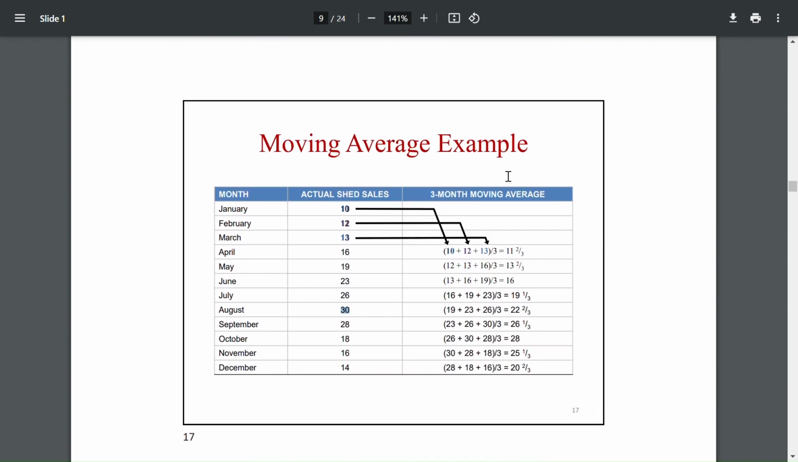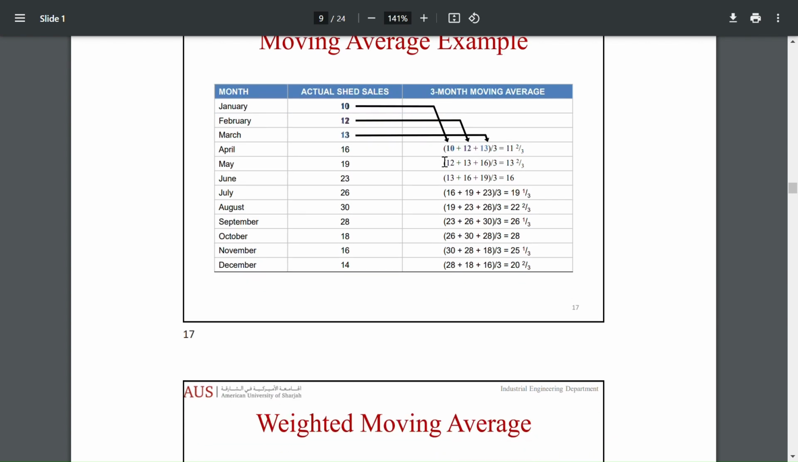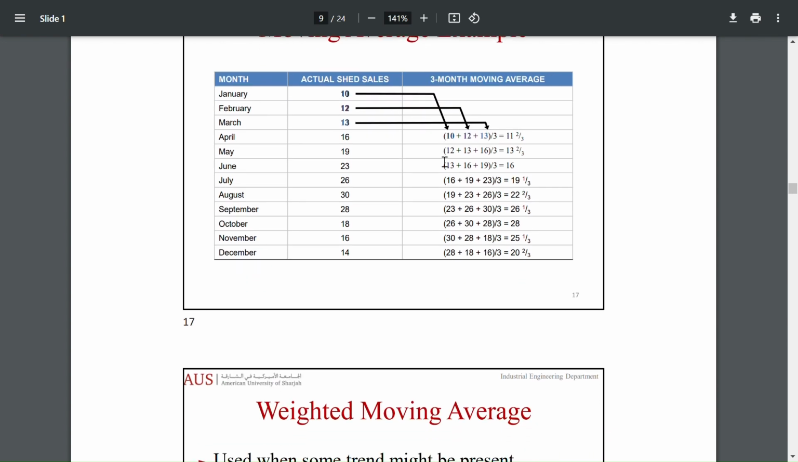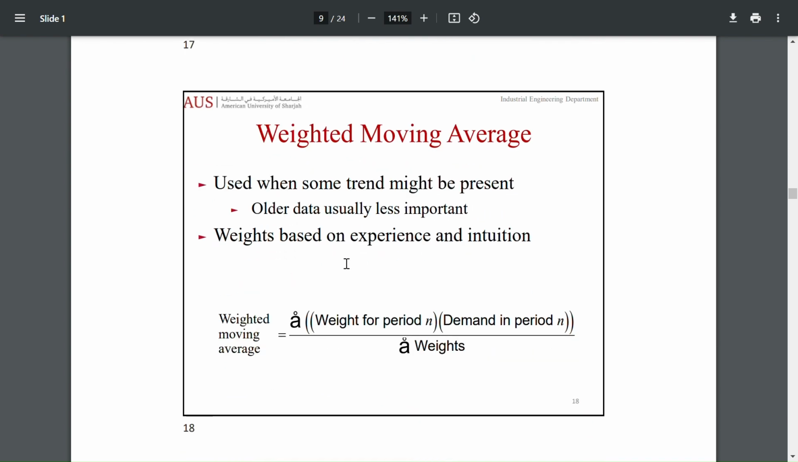But this seemed not to be effective, especially when we have trends. It's helpful in relatively stable data, but when we have trends, it seems to be not very effective. And for that, we developed what we call the weighted moving average. It's used when some trend is present. So the weighted moving average is used when there is a trend.